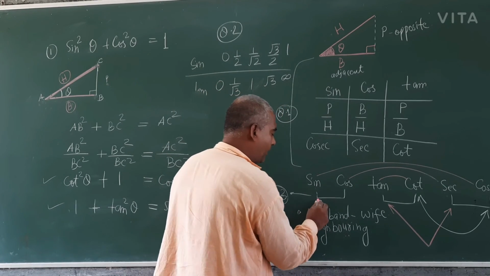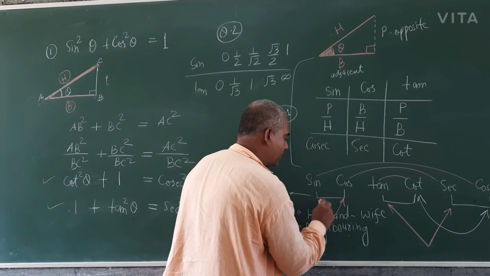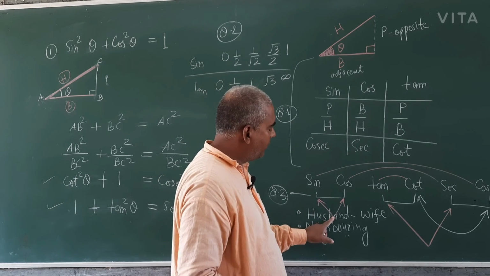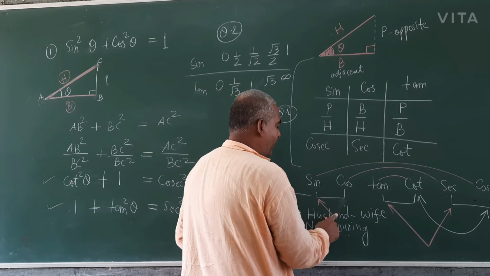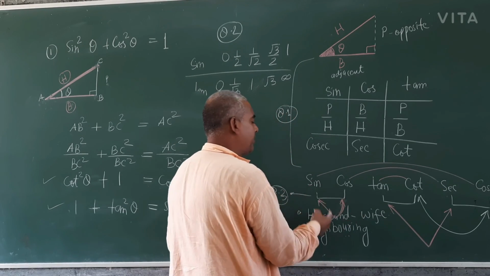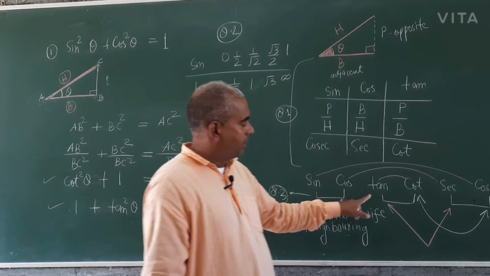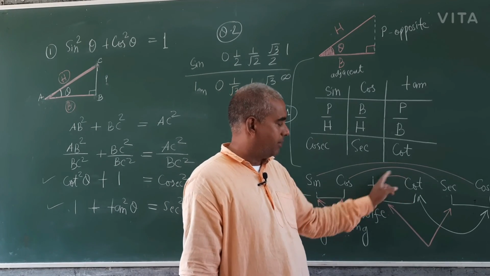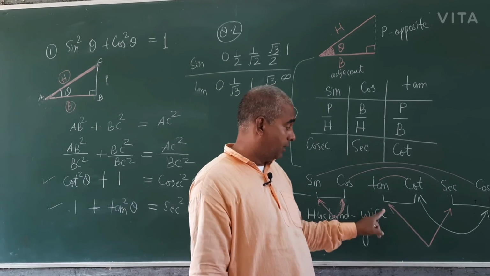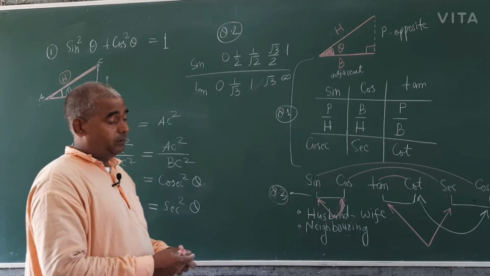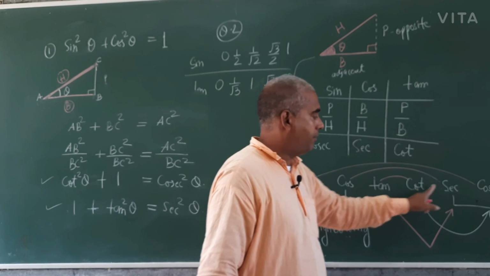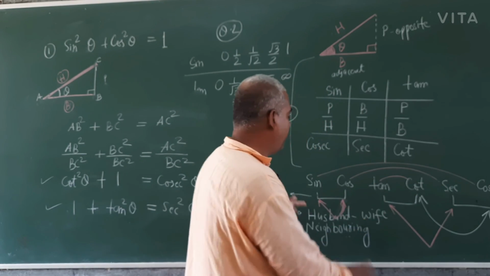So in this figure you may say it like that. These are the husband and wife, half round, half arrow. You may say husband and wife, anyone. But here tan and cot, the inverse, was there. So 1 plus tan square theta is equal to the husband's friend. So this is the third relation: husband with husband, wife with wife.